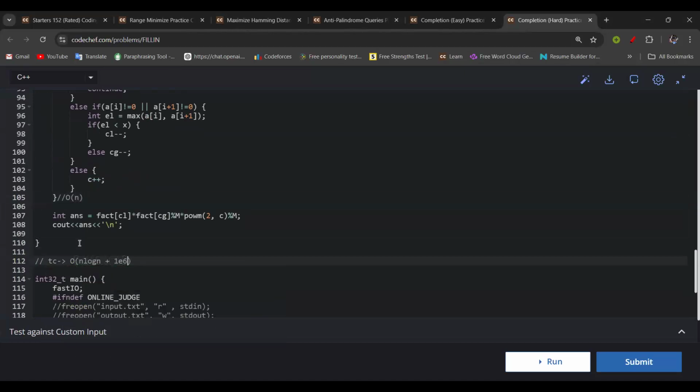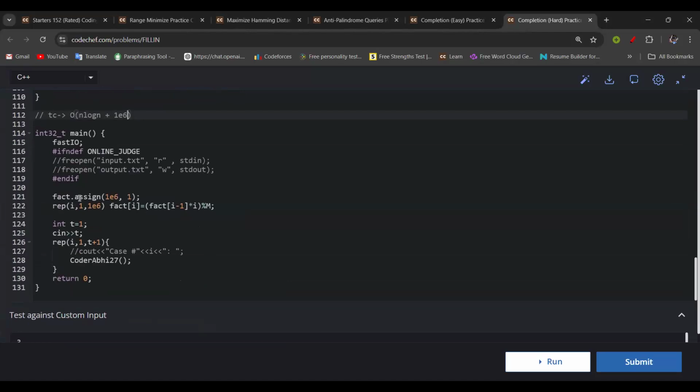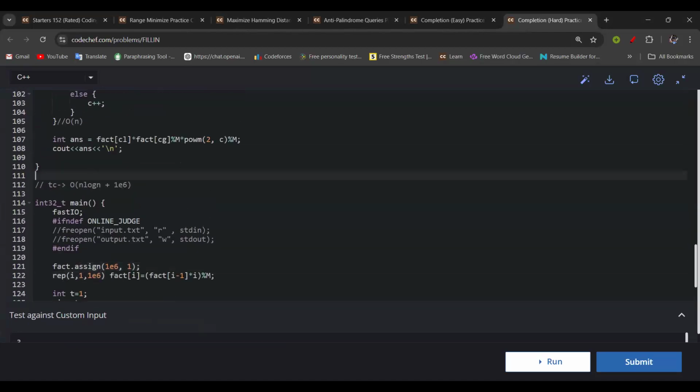And plus the O(n) pre-computation that I'm doing for my factorial. Okay. So I hope this problem is also clear.